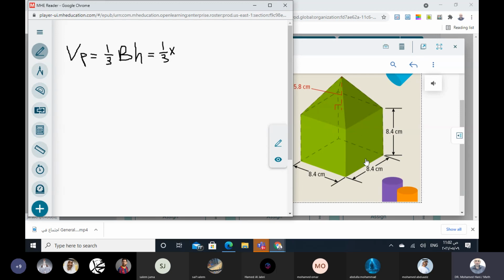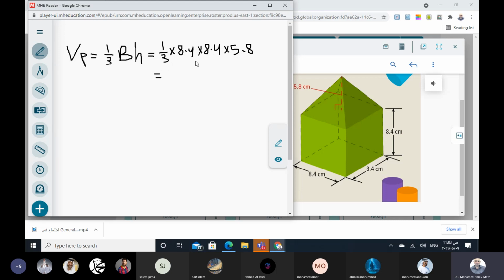What is the total of this side? This side equals this side, 8.4. So 8.4 times 8.4, times the height of the pyramid. This height will be 5.8. Now we can calculate 1 times 8.4 times 8.4 times 5.8, divided by 3.